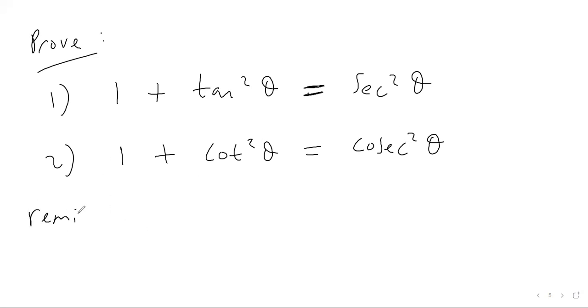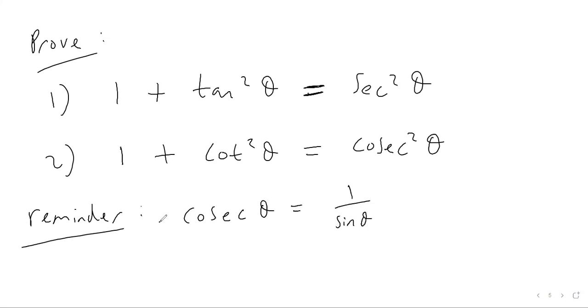So just as a reminder, remember that cosec theta is the same as 1 over sine theta, and also sec theta is the same as 1 over cos theta, and cot theta is the same as cos theta divided by sine theta. That's just a reminder of these three extra reciprocal trigonometric functions.